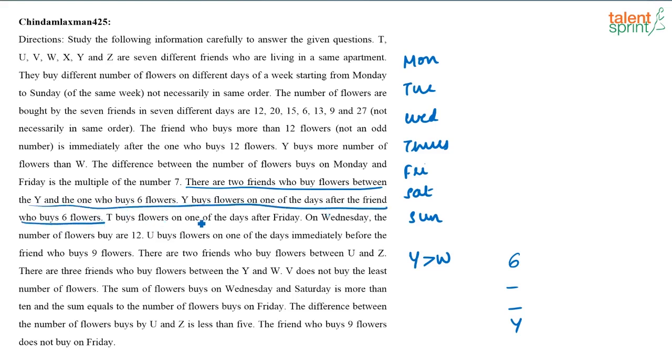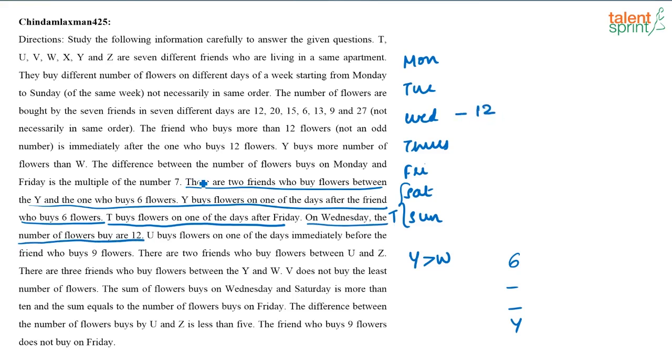Next, T buys flowers on one of the days after Friday. So T buys the flowers either on Saturday or on Sunday. Again, I am not able to freeze it, so I am just noting down that T is either on Saturday or Sunday. On Wednesday, the number of flowers that are bought is 12. So that is the first thing that I am going to write down.